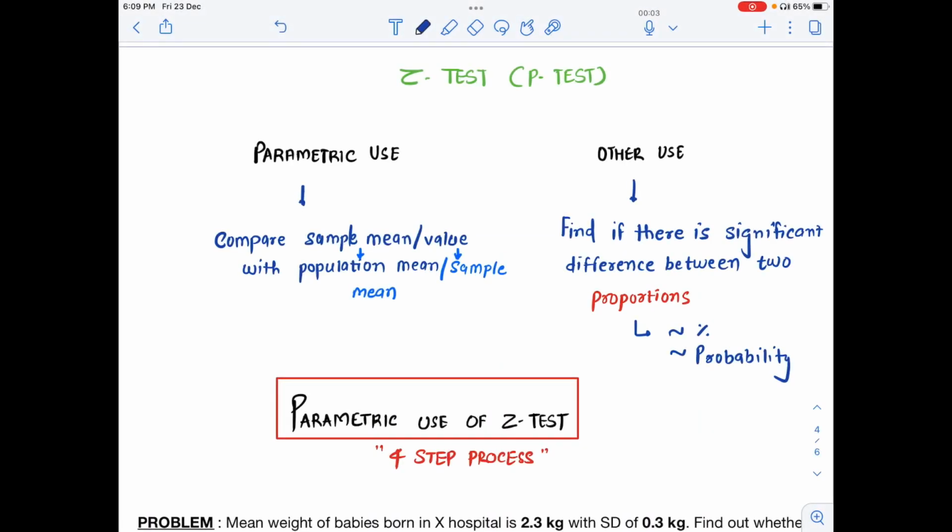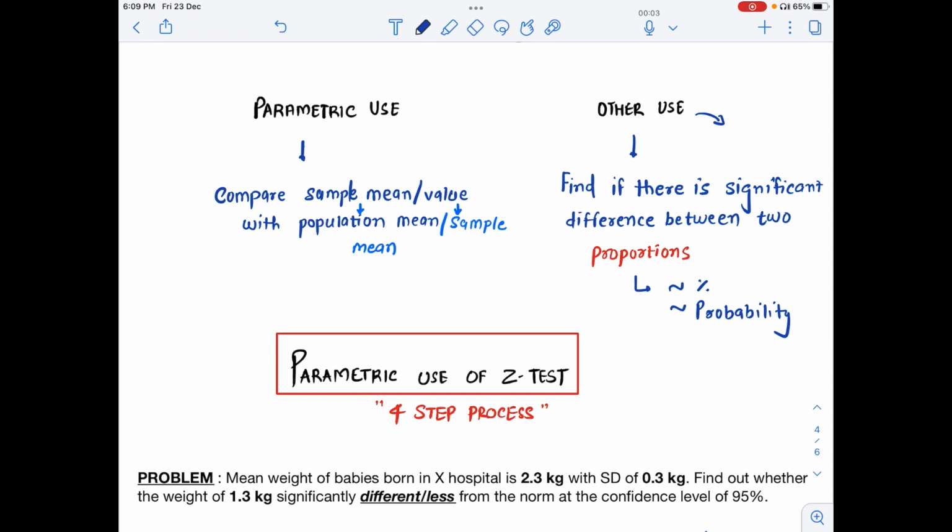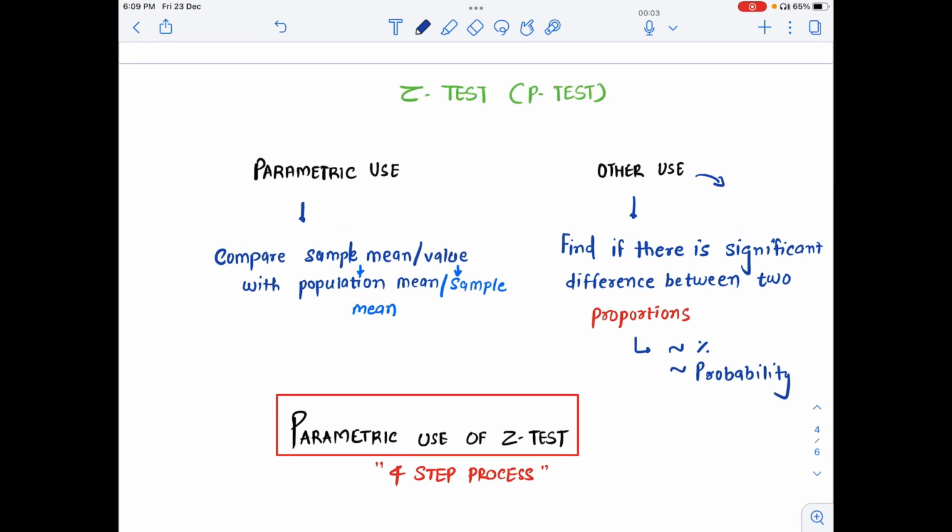Okay, so now we will learn about the z-test, which is also called the t-test. Now I told you earlier that it is a parametric test, but it also has another use which might confuse you, as it is used to compare the significant difference between two proportions. We will see it in another video, but till then we will use the z-test for parametric use.